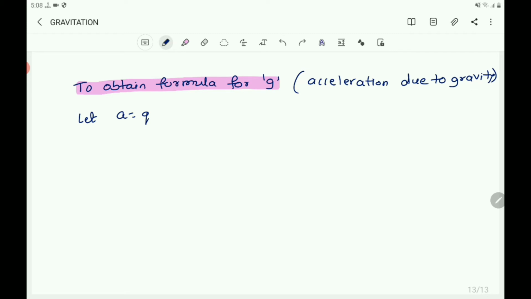Then according to the second law of motion.